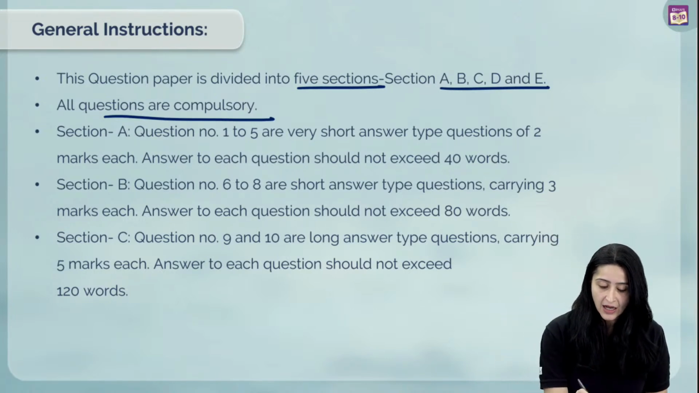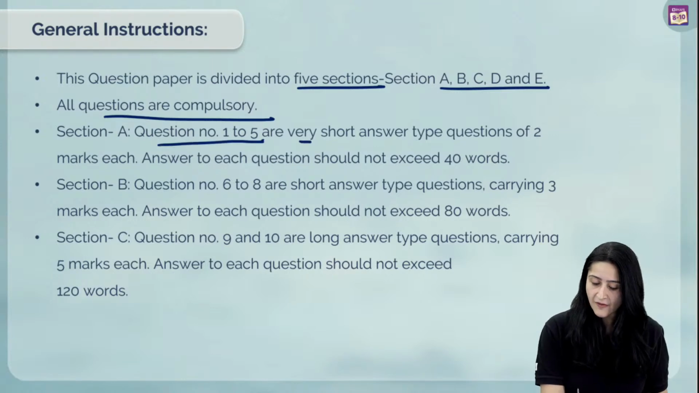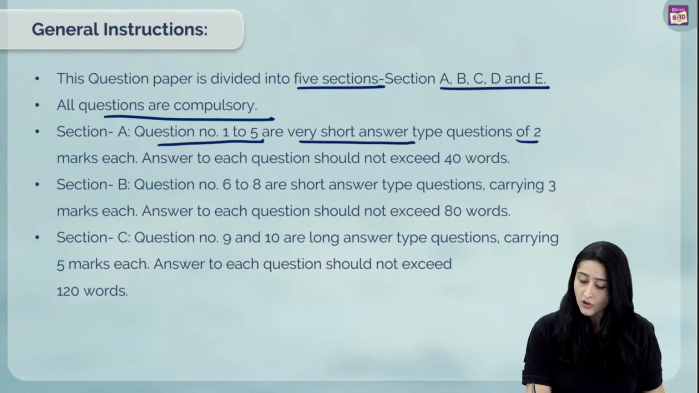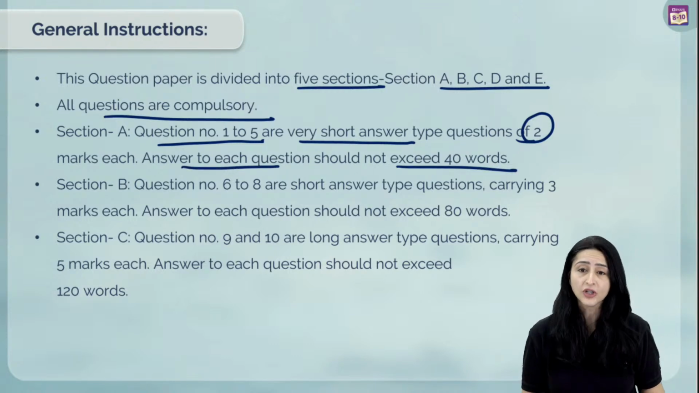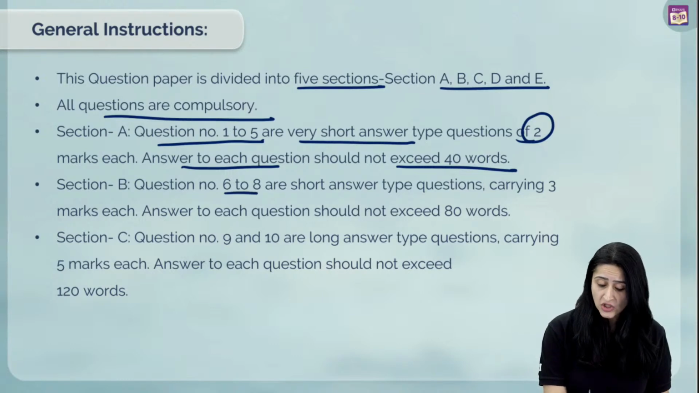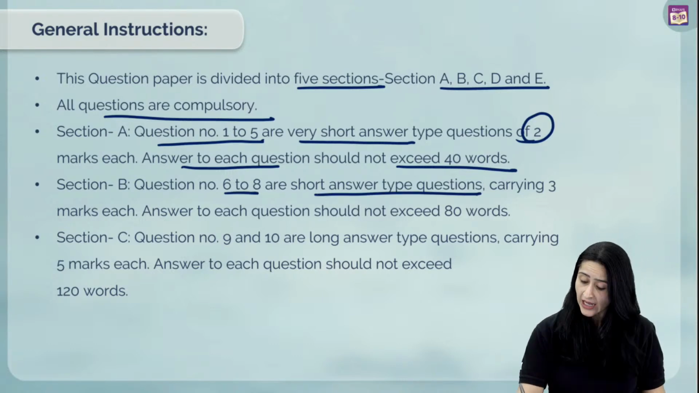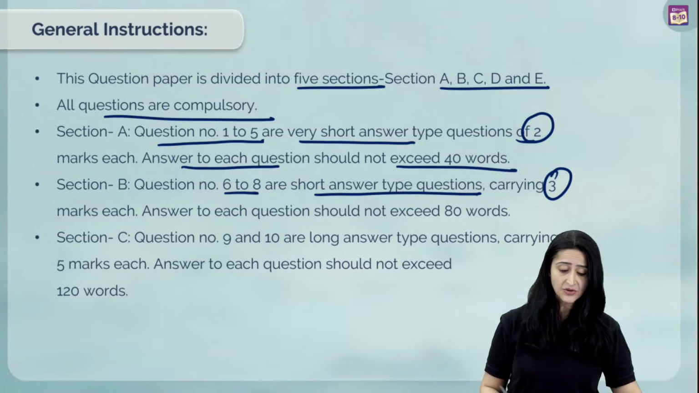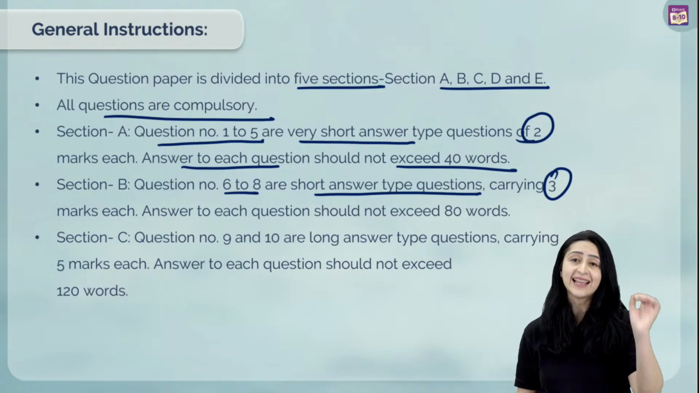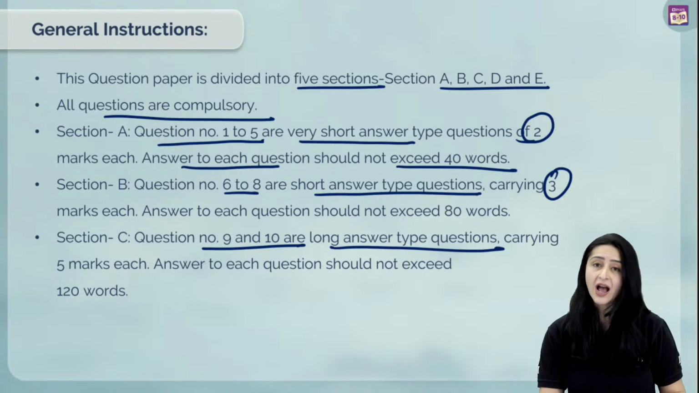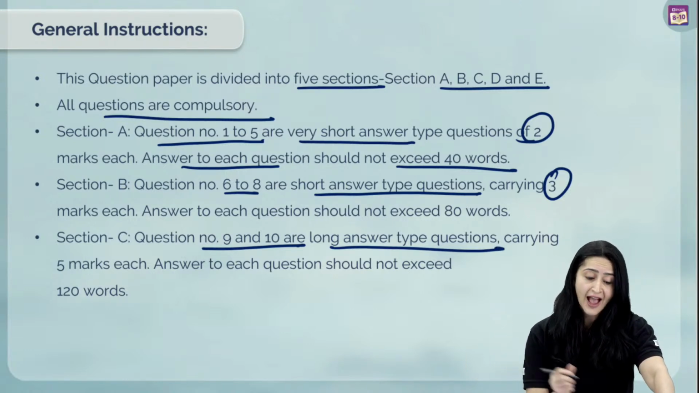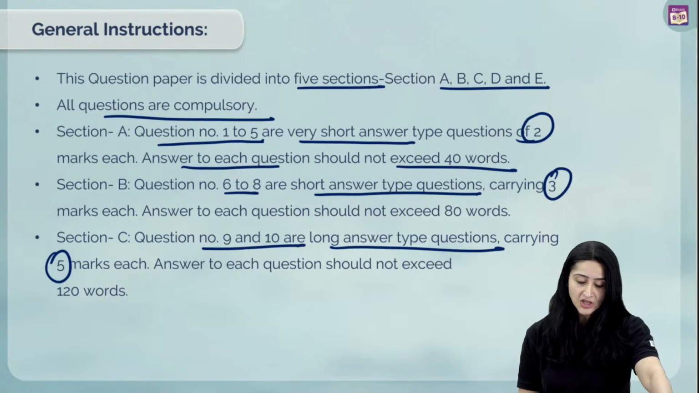Section A says question number 1 to 5 are very short answer type questions of 2 marks, and the answer to each question should not exceed 40 words. Section B has questions number 6 to 8, which are short answer type questions carrying 3 marks each, and the answer to each question should not exceed 80 words. Section C, which is questions 9 to 10, are long answer type questions carrying 5 marks each, and the answer to each question should not exceed 120 words.